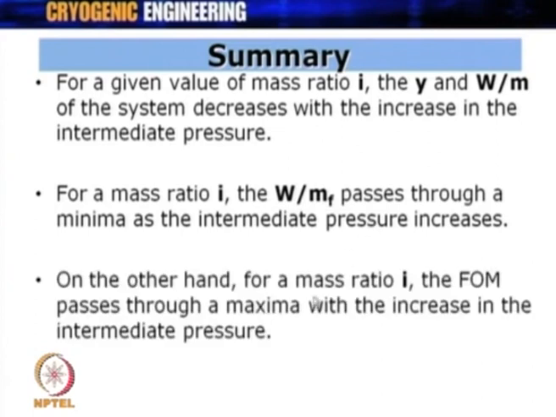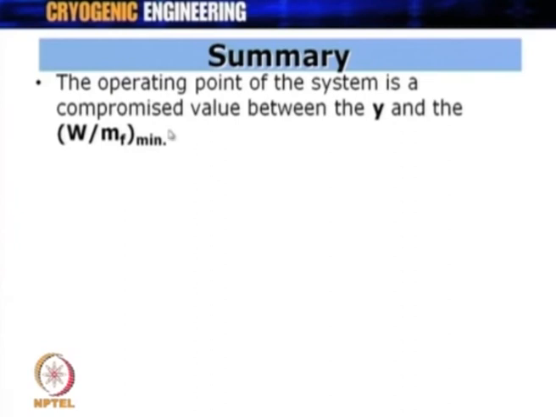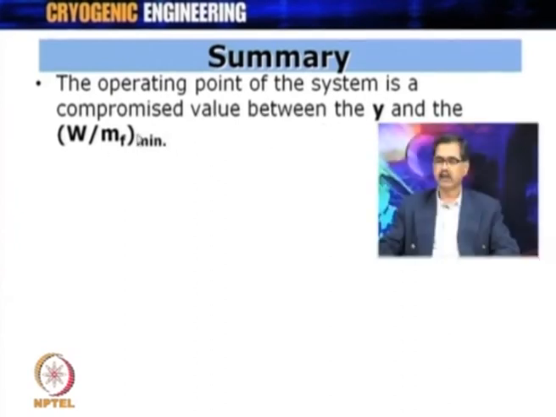On the other hand, for a mass ratio of I, the figure of merit passes through a maxima with the increase in the intermediate pressure. So, when we attain the minima over here, at the same particular pressure we attain the maxima for the figure of merit. The operating point of the system is a compromise value between Y and W upon m dot f.